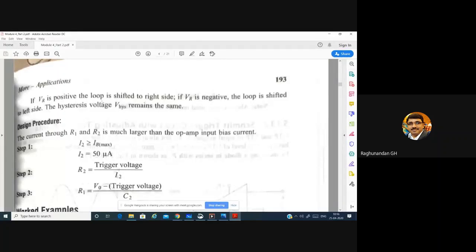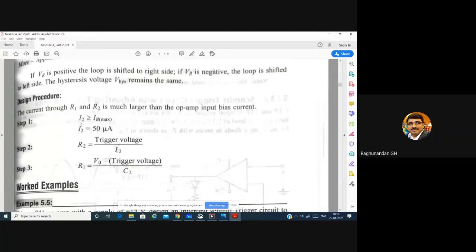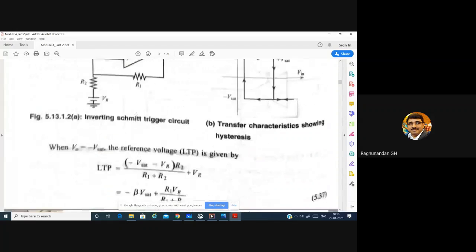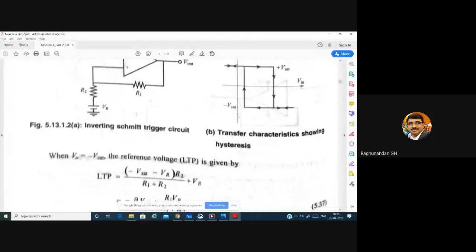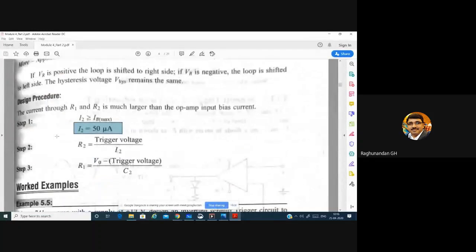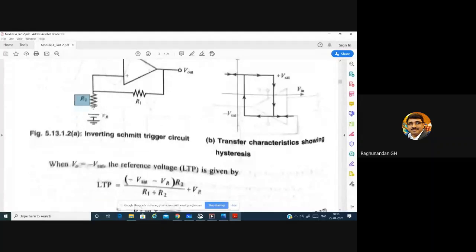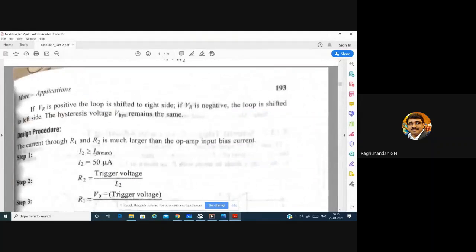So the design procedure for this has only 3 steps. Initially, I2 is taken greater than or equal to IB max, and I2 we take as 50 microampere. What is I2? I2 is the current across R2. The current across R2 is taken as I2, and I2 is taken greater than IB max.